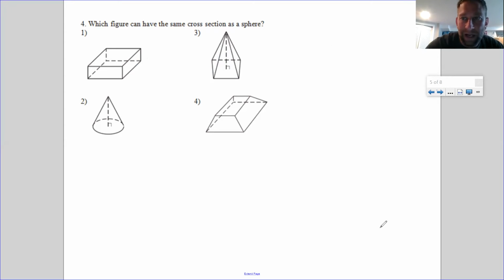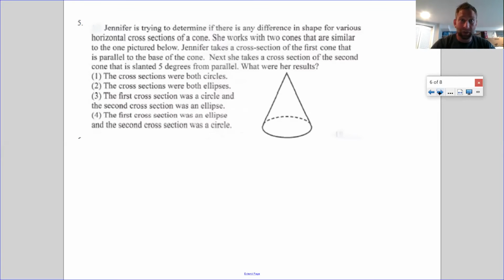from. Number 5. Jennifer is trying to determine if there is any difference in shape for various horizontal cross sections. She works with 2 cones that are similar to the one pictured below. Jennifer takes a cross section of the first cone that is parallel to the base of the cone. So parallel to the base means slicing it like that.